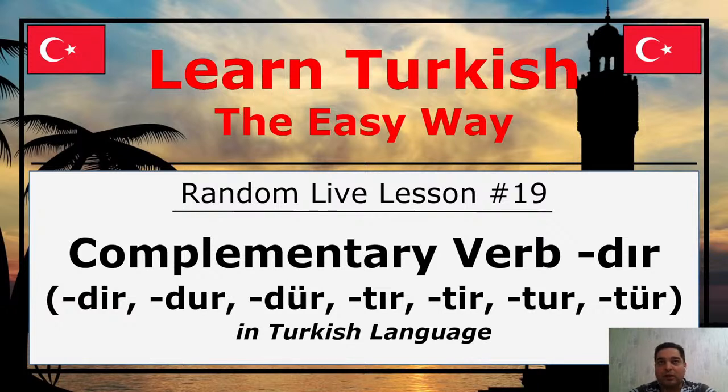So dı, di, du, dü, mış, miş, muş, müş, sa, se. These are the general format of ise. There are the three ones, and this is the fourth one, complementary verb dır: dır, dir, dur, dür, tır, tir, tur, tür. So how do we use it?